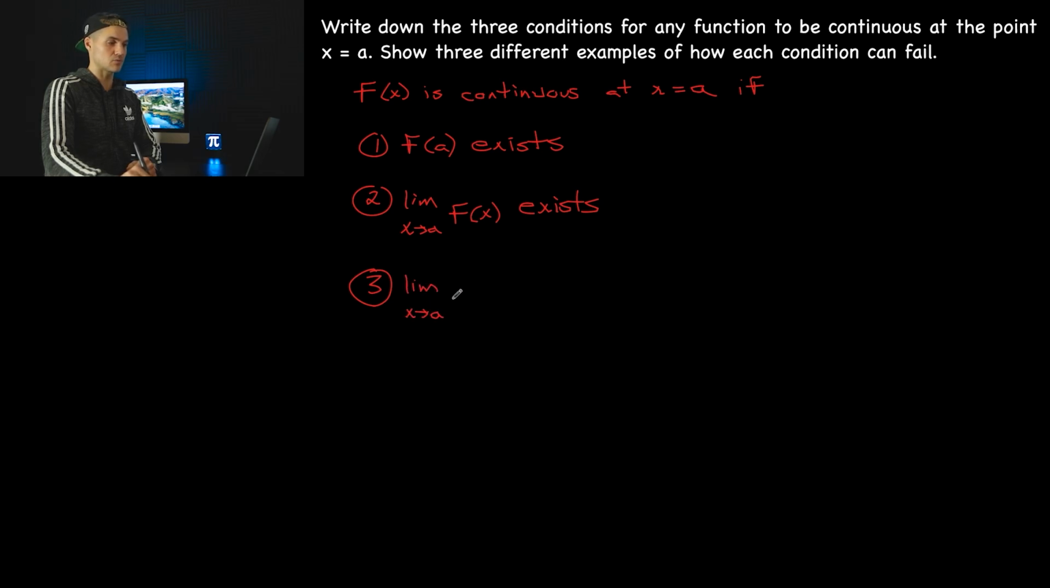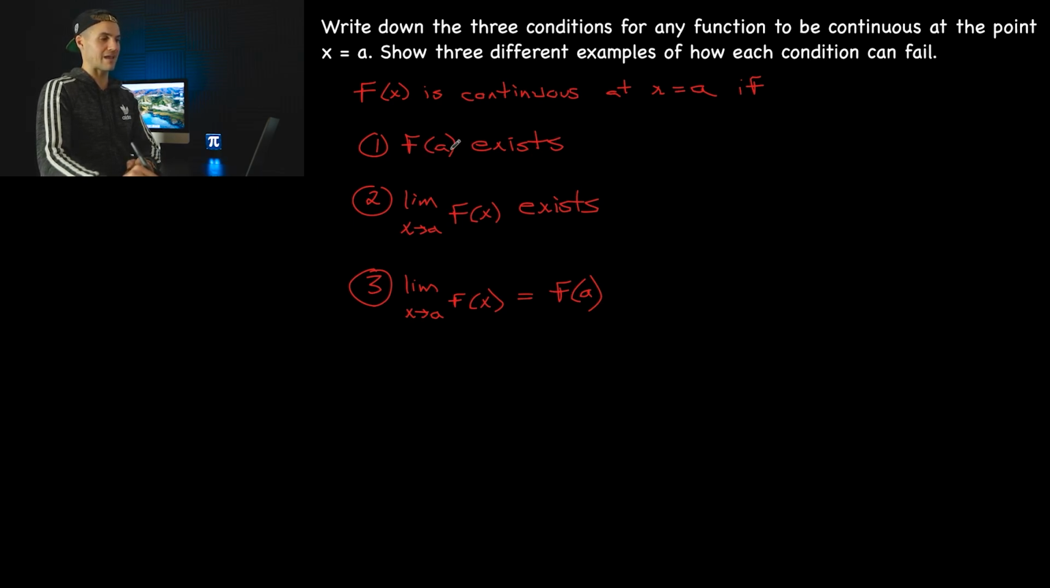they have to be equal to each other, right? So the limit as x approaches a of f of x has to actually equal f of a, like that, right? And if all three of those conditions are met, then the function is officially continuous at that x value of a. So now let's go through some examples here of how each of these conditions can fail.